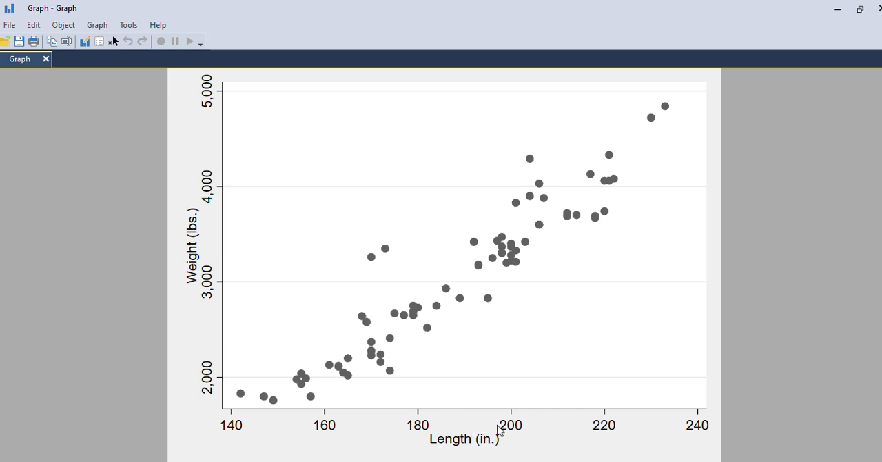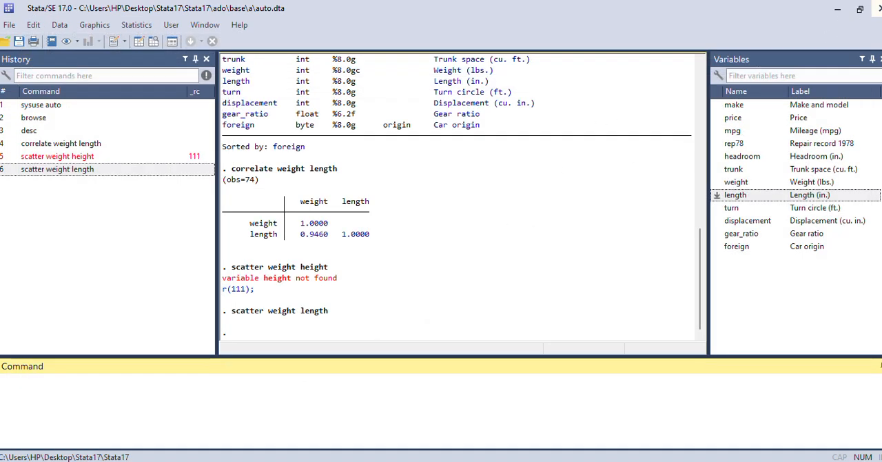The length is in inches and the weight is in pounds. So there is a linear relationship, as you can see. The relationship is linear, and that's why we were getting the positive correlation coefficient. This is called R. This is Pearson correlation. So the correlation coefficient is 0.9460, which means that weight of a car is correlated to the length of the car.